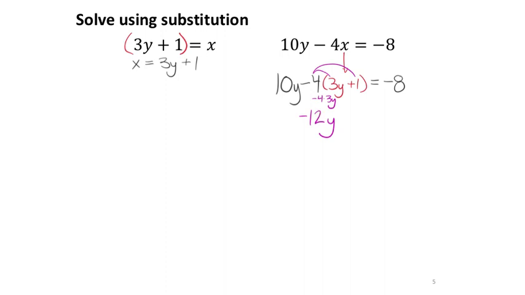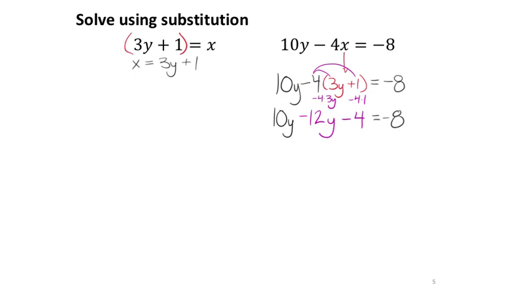And then we also have, remember that's a negative 4, and then you multiply it by 1, which would be negative 4. So if by chance you did not distribute this as a negative, you may have gotten plus 4 here, which would have given you the incorrect answer. All right? So we do need that minus 4. Now I've got 10y minus 12y minus 4 equals negative 8.